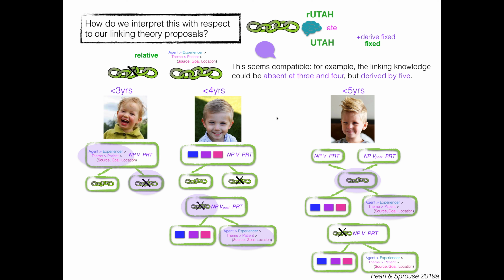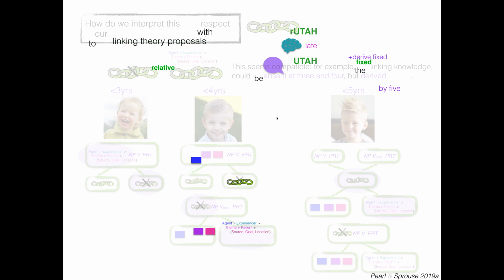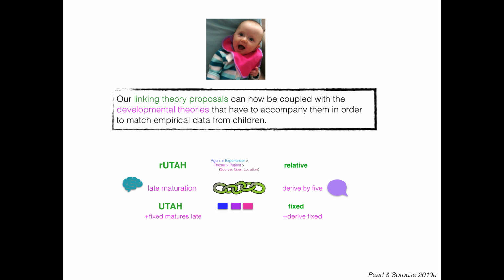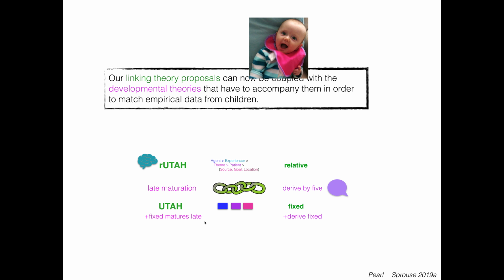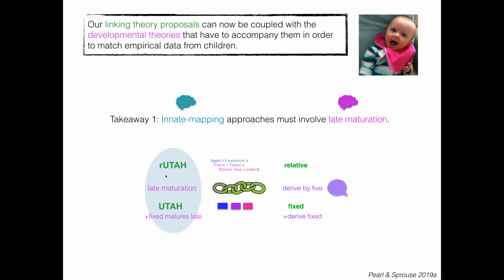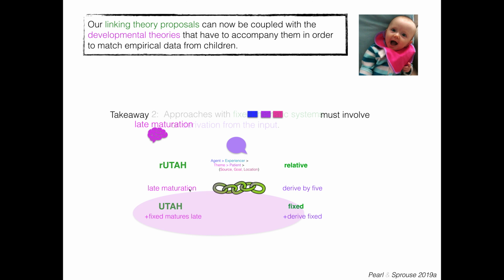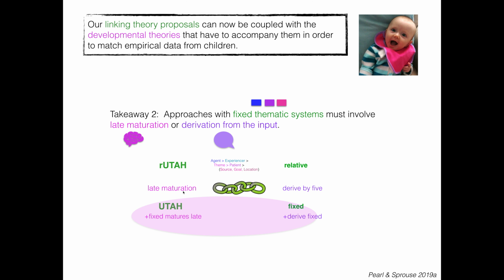So what do we take away from this? I sort of walked you through that whirlwind tour. And I think one of the big things, which is very exciting, is that our linking theory proposals can now be coupled with the developmental theories that have to accompany them in order to match empirical data from children. In particular, first takeaway is that our innate mapping approaches, Mutah and Utah, seem to require late maturation of that linking knowledge. And also, takeaway 2, approaches that involve a fixed thematic system, whether it's Utah or the derived fixed representation, have to involve late maturation or derivation of the input of that fixed representation because it doesn't seem to be there at 3.